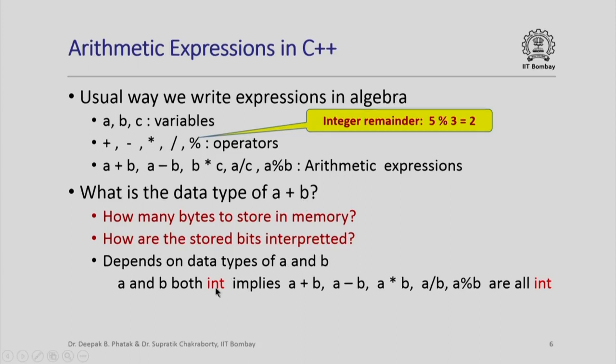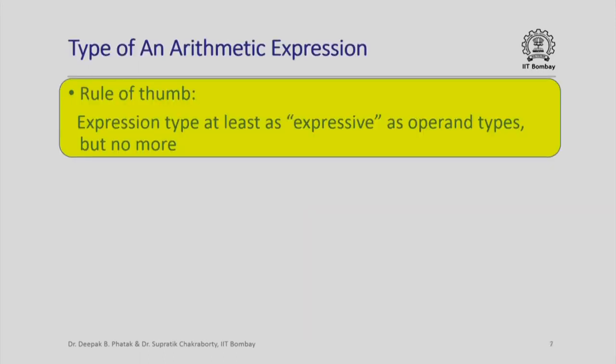So if a and b are both integer, then all of these expressions a plus b, a minus b, a star b, a divided by b, a percent b, all of these expressions will have the data type int. A general rule of thumb when determining the type of an arithmetic expression is this, that the type of the expression must be at least as expressive as the types of various operands and no more. What do we mean by this?